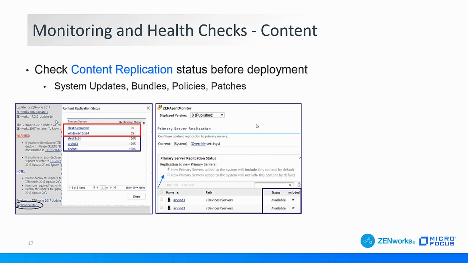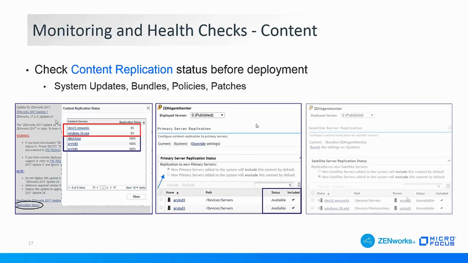Likewise, for bundles, it's always good to wait for the status to get available for all your primary servers and your satellite servers. In the second screen, you see that the bundles are available on the primary server, but in the third, they're not available on the satellite server. So if you start deploying those bundles to your agents, it might fail because it might request content and that content may be missing due to the data not being synced.